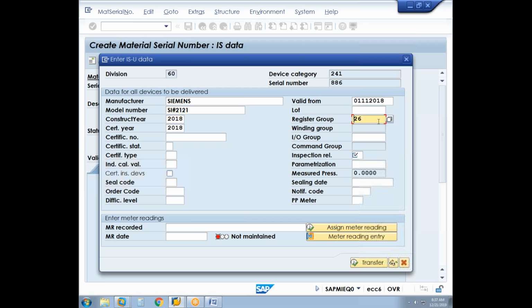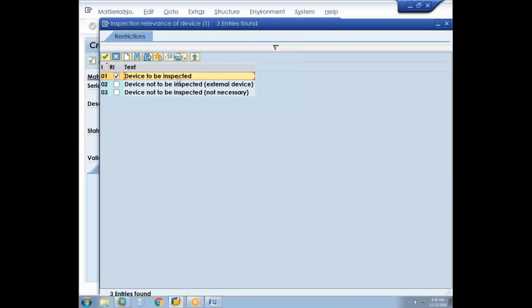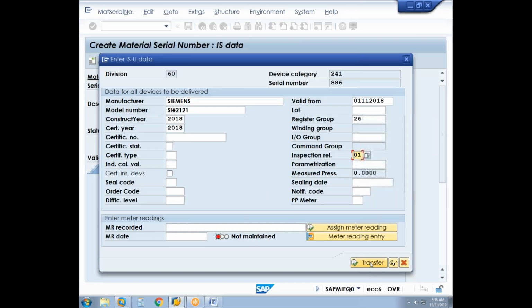The register group is coming from the device category. That means this material was created as device category 241. In 241, you have maintained register group as 26. So it is copying the data into the device, and the inspection level is 01. That is, the device is to be inspected. Okay, we have inspected. Now transfer.